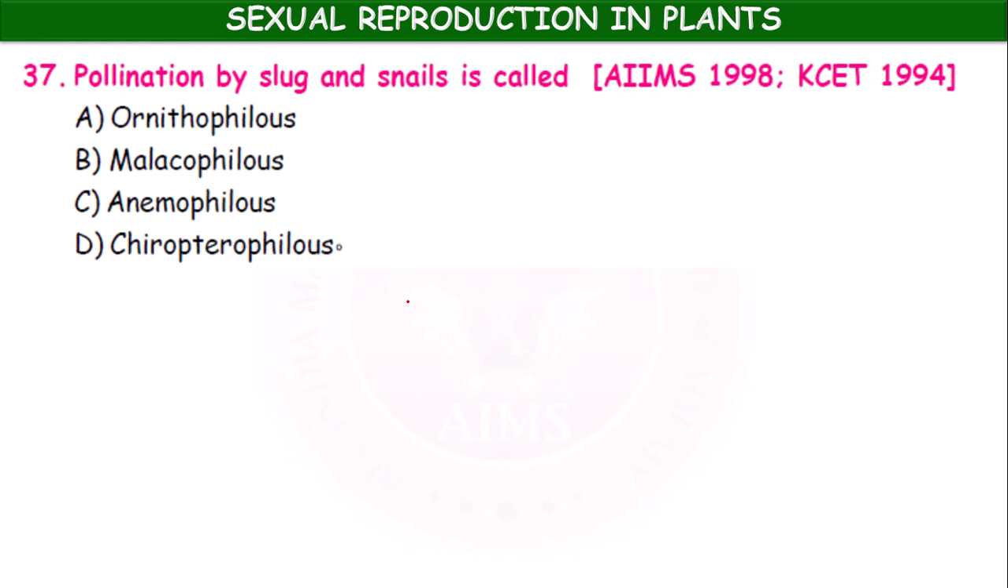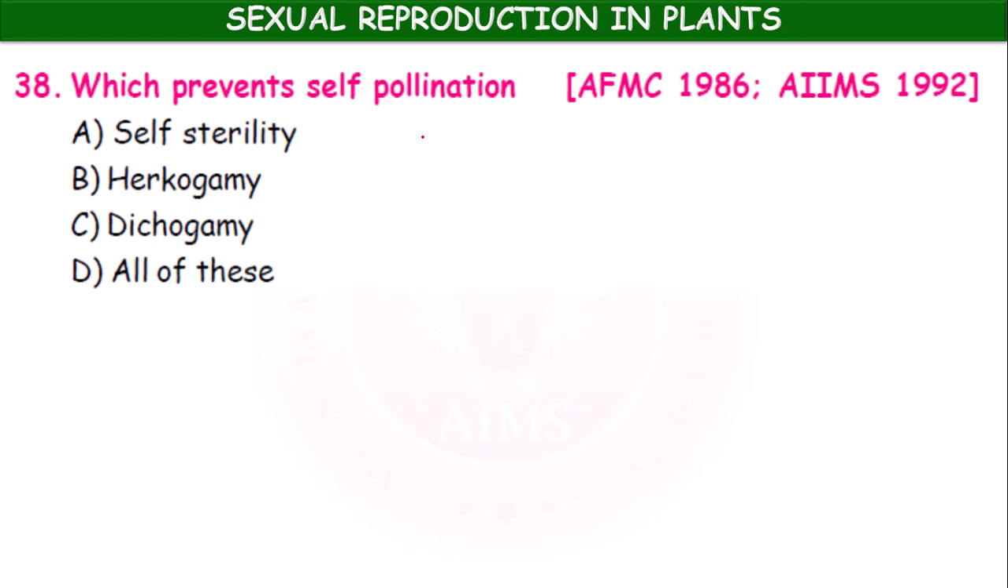The pollination by slugs and snails is called ornithophily, malacophily, anemophily, chiropterophily. Malacophily, by slugs and snails, shelled animals. Which prevents self pollination? Self sterility, hercogamy, dichogamy, all of the above. So, all of the above.